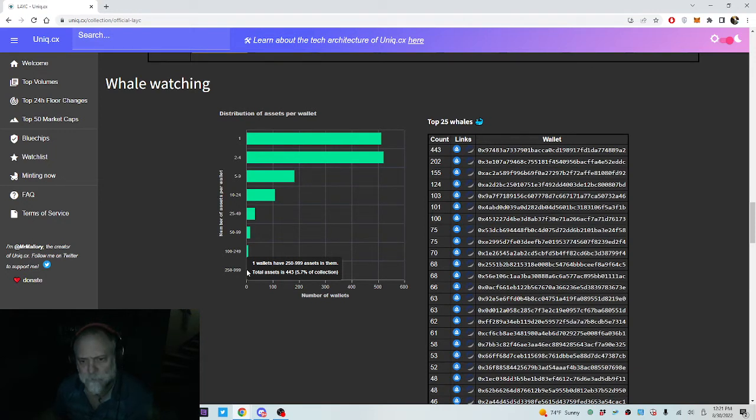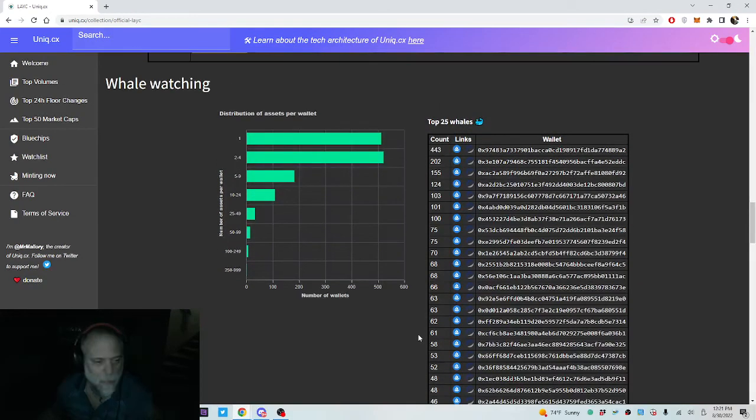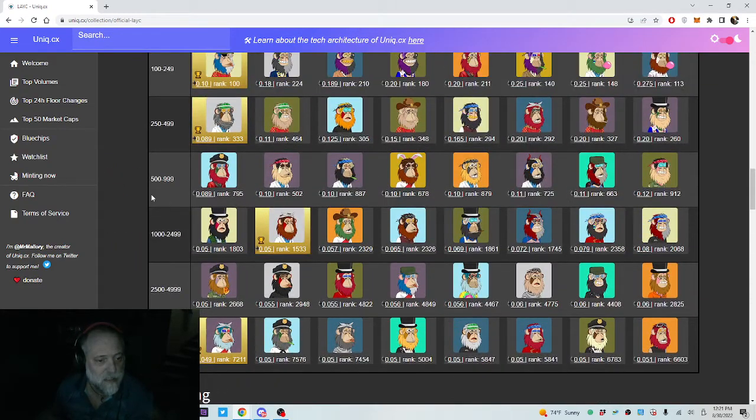Wow. And of course, that same breakdown is over here whenever you look at your top 25 whales. So you can see if you want to become a whale in a project, that's how many you got to have in order to get on that list. You got to have 42 of them to get on the list. And that is pretty much the entire breakdown of Uniq's.